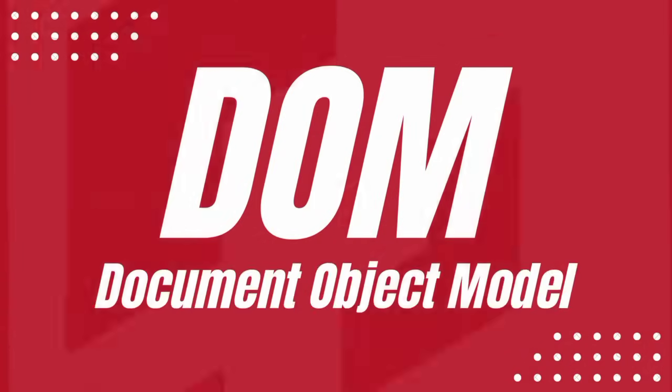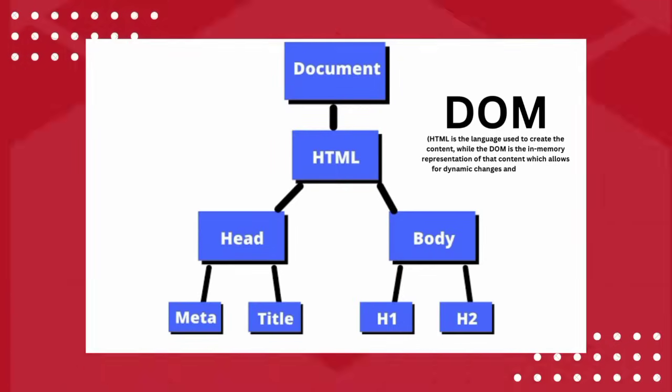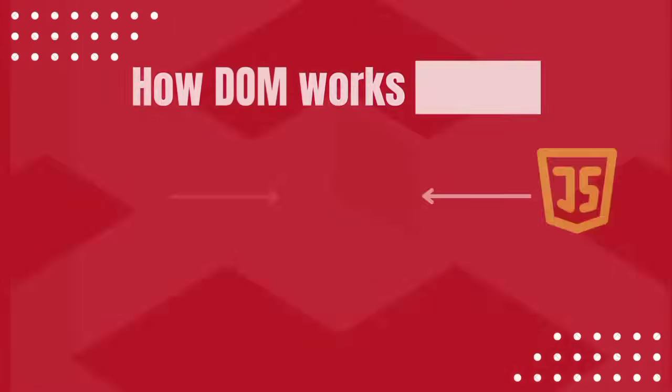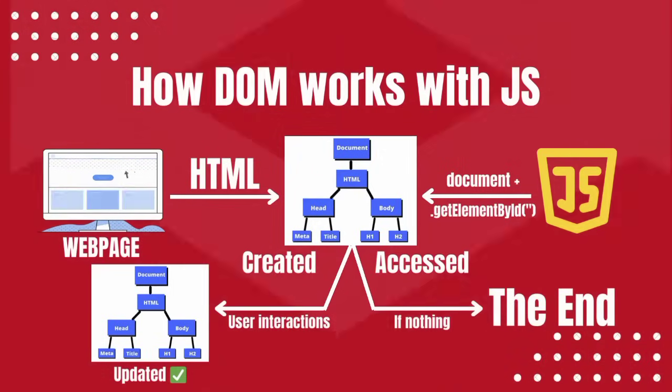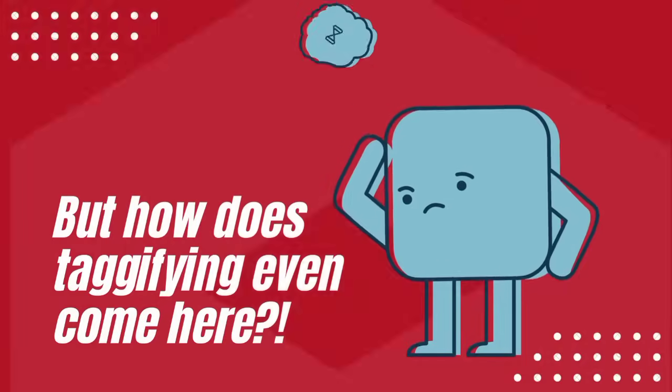In the true context, DOM is abbreviated as Document Object Model. Here, the picture you see is an actual HTML format and also the structure of the DOM. But the real fact is that it allows programming languages like JavaScript to interact with and manipulate the content, structure, and style of a web page directly. Pretty convenient, isn't it? But how does tagifying come in here?